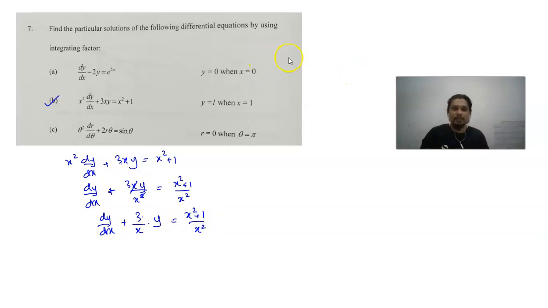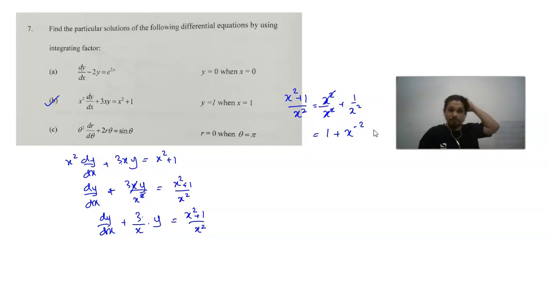But before that, (x squared plus 1) divided by x squared is x squared over x squared plus 1 over x squared, am I right? So x squared divided by x squared is 1, plus this one here, we assume that this is x to the power of negative 2. Okay, never mind. We leave it as it is first.